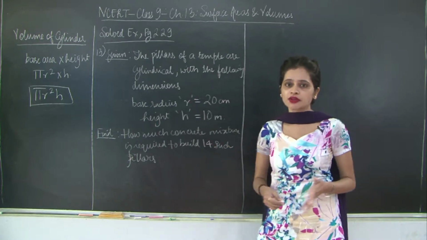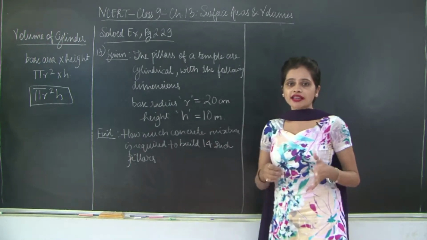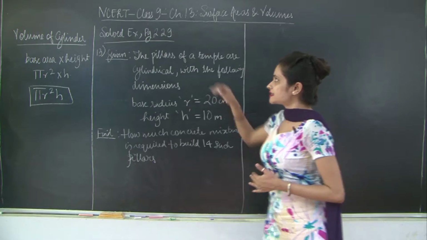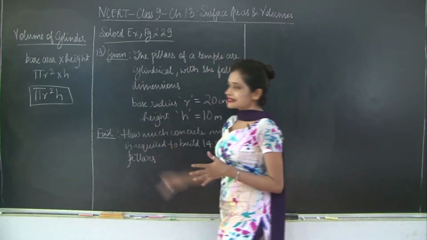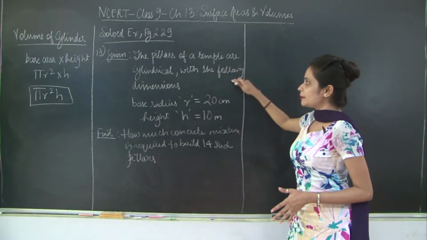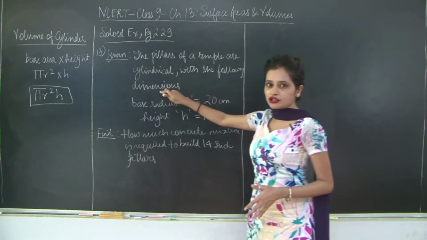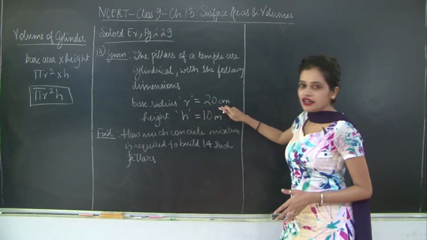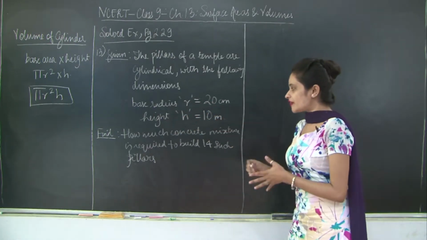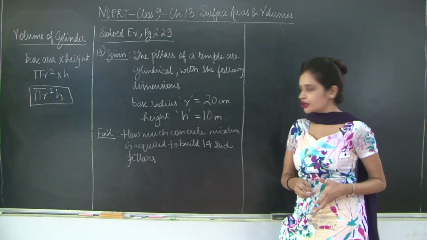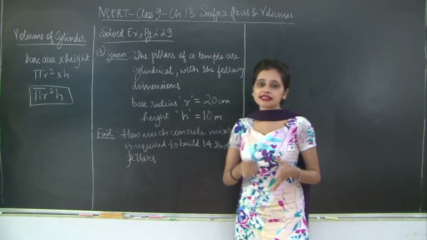But before we get started with 13.6, let's take a look at the solved examples before it. So I'll start with the question on page 229, solved example number 13. It states that the pillars of a temple are cylindrical with the following dimensions. It has base radius r, that's 20 centimeters, and height h, 10 meters. You need to find out how much concrete mixture is required to build 14 such pillars.